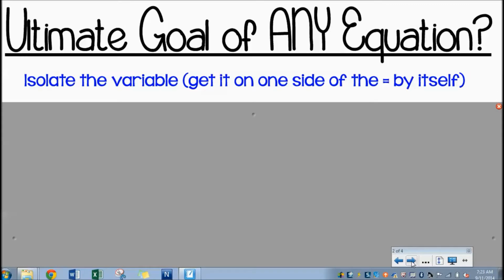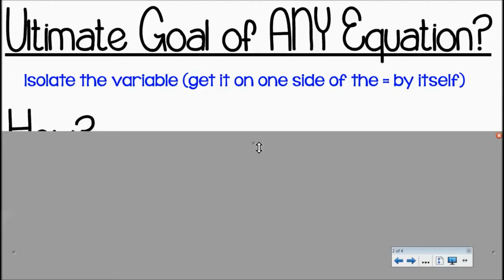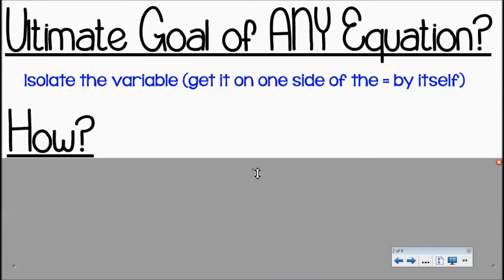You should have this part here memorized by now. The ultimate goal of any equation, baby equation or crazy quadratic equation, is to isolate the variable, to get it on one side of the equal sign by itself. Isolating meaning make it all by itself on that side. And so the question is, I know what I need to do. How do I go about that?